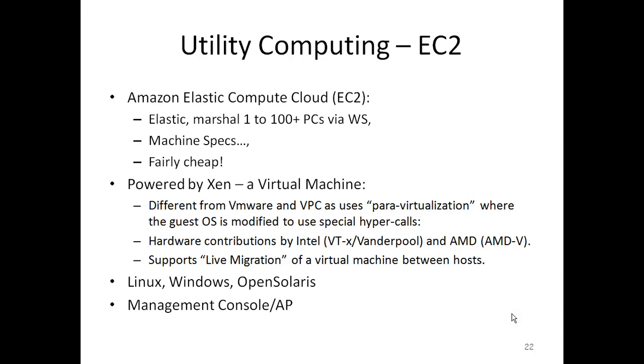Now utility computing and Amazon Elastic Compute Cloud. It is powered by Xen, a virtual machine. Different VMware and VPC are used, along with para-virtualization. Para-virtualization doesn't totally include the hardware, but it sometimes depends on the applications taken, and in the APIs it includes some address spaces with some additional hardware requirements.